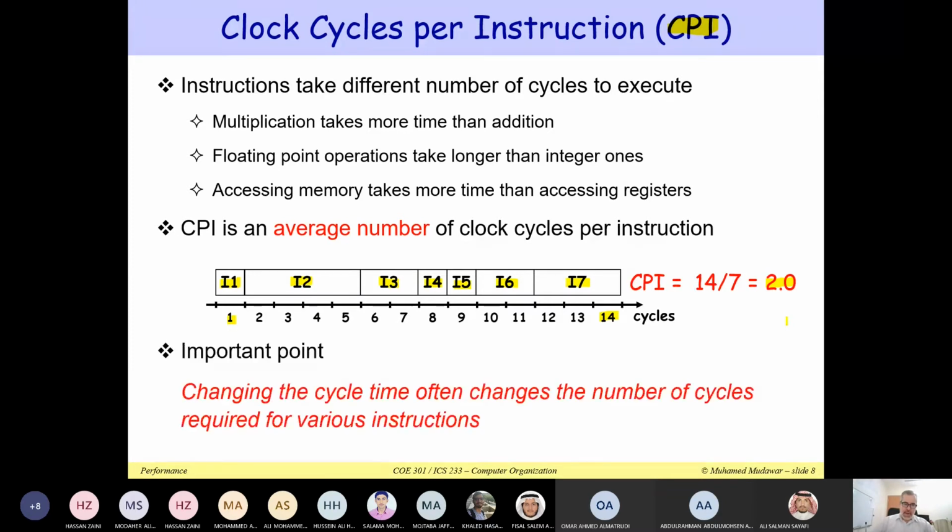All right. Now, this is something important: if you change the cycle time, if you increase the clock frequency, sometimes the instructions will start taking more cycles to execute. And if you use a shorter clock cycle, that might also impact the number of cycles per instruction. So this is something important, and designers have to take this into account. If you would like to use a higher clock frequency, then the instruction might take more clock cycles to execute.